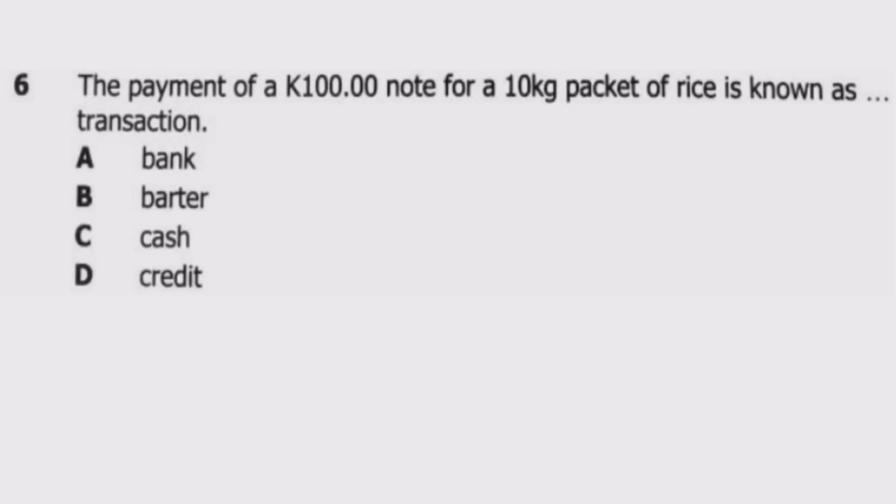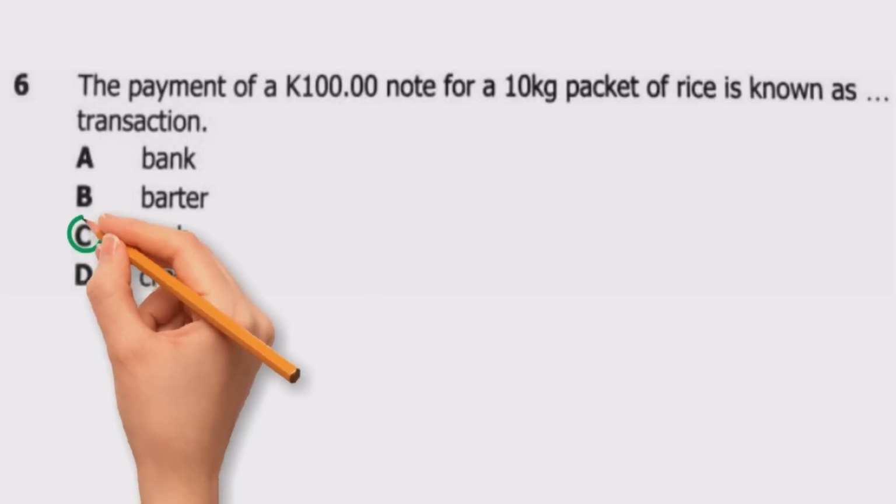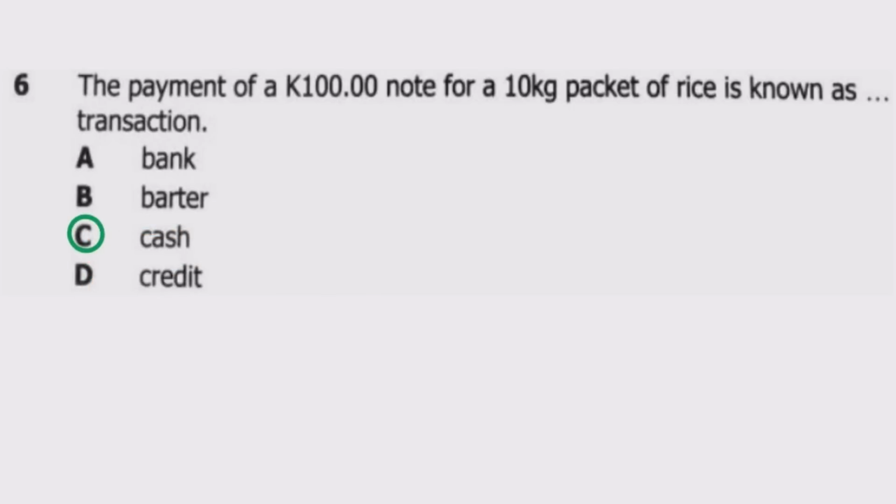So here cash money is paid. So the correct answer is C, cash transaction. B, barter, is when you're exchanging goods with goods. Give me rice, I give you a pair of trousers. Give me rice, I give you a memory card. Then that way B would be correct. Bank transaction is if you are giving that person a check.